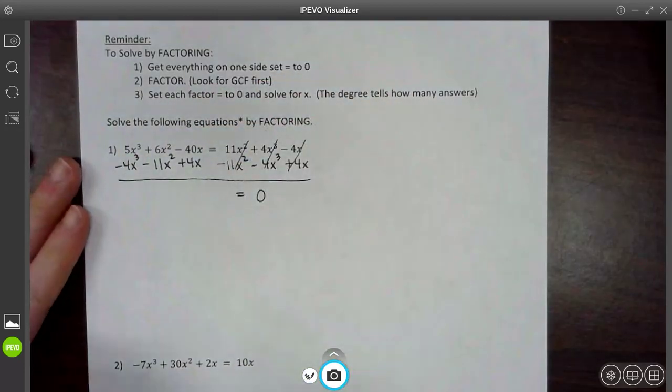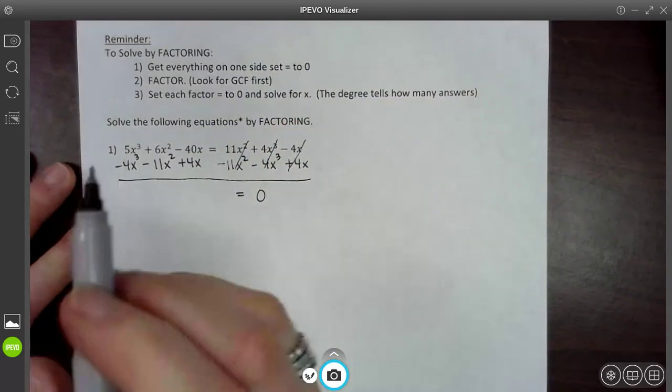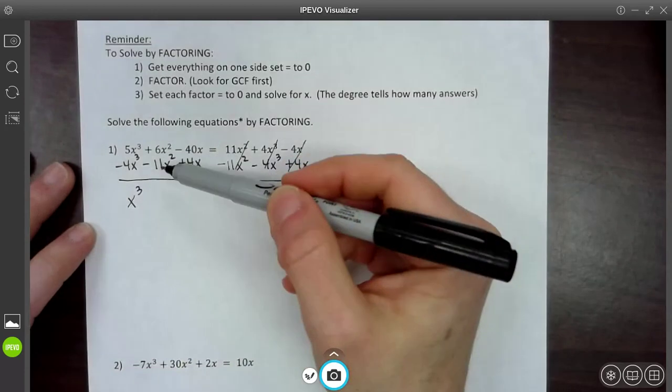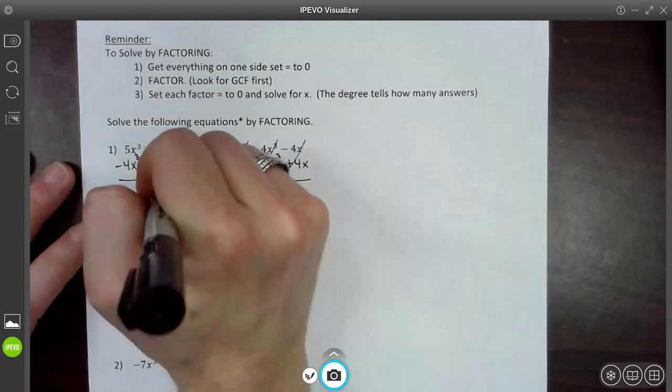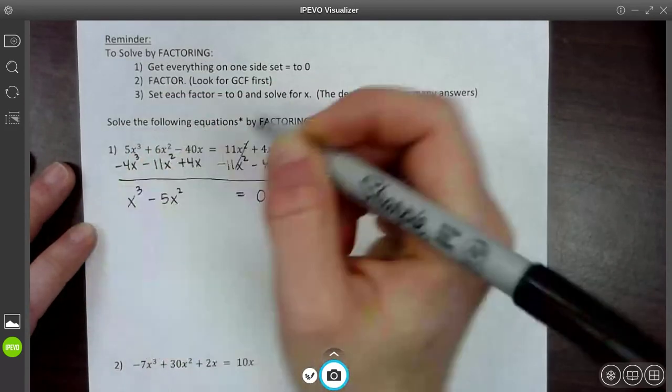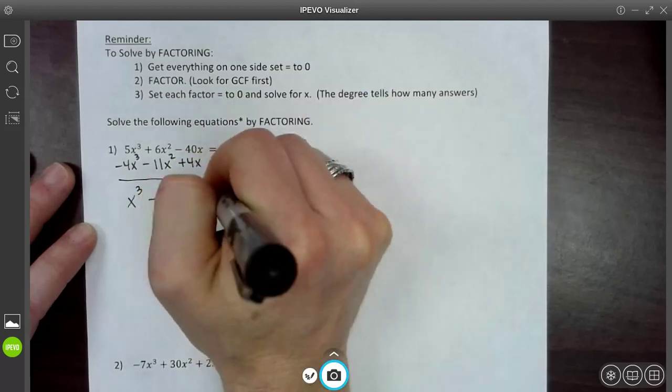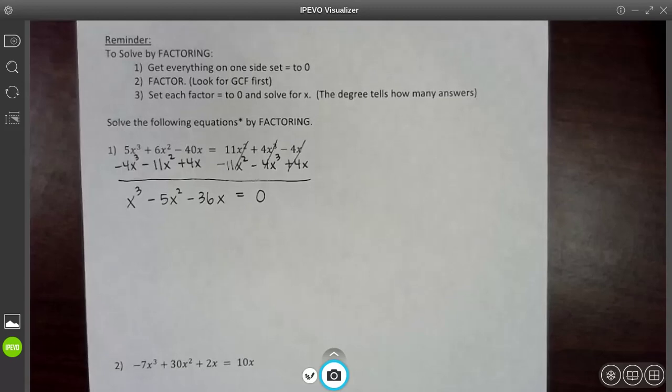So what's left on the left? Well, 5x cubed take away 4x cubed is 1x cubed. 6 take away 11 leaves me with negative 5x squared. And then negative 40 plus 4 gets me negative 36x. So now you should really notice that, yeah, this is a degree 3 equation. This is not a quadratic.